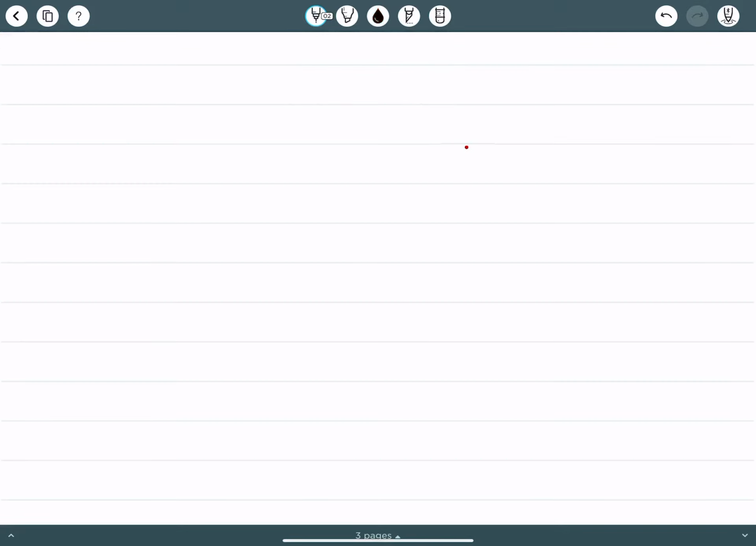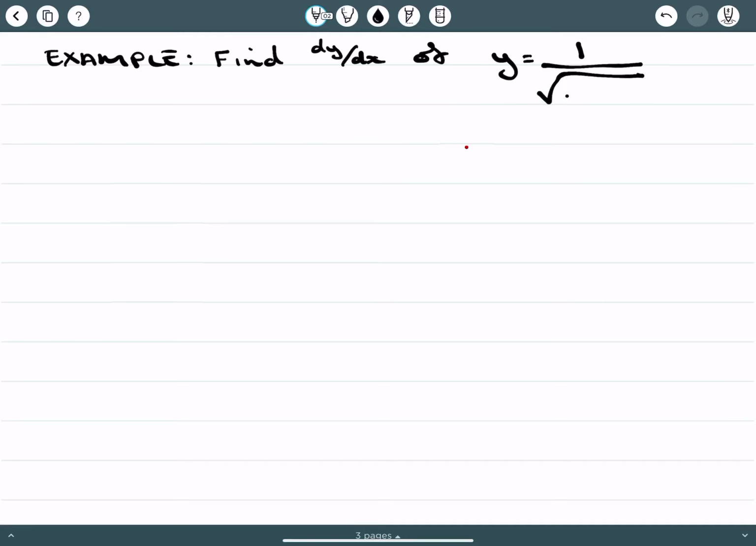Okay, so what I want to do is have a look at a composite function involving a square root. And I might even complicate it further. So this will be somewhat of a complicated question. Find dy/dx of y equals 1 over the square root of (x squared minus 2x).